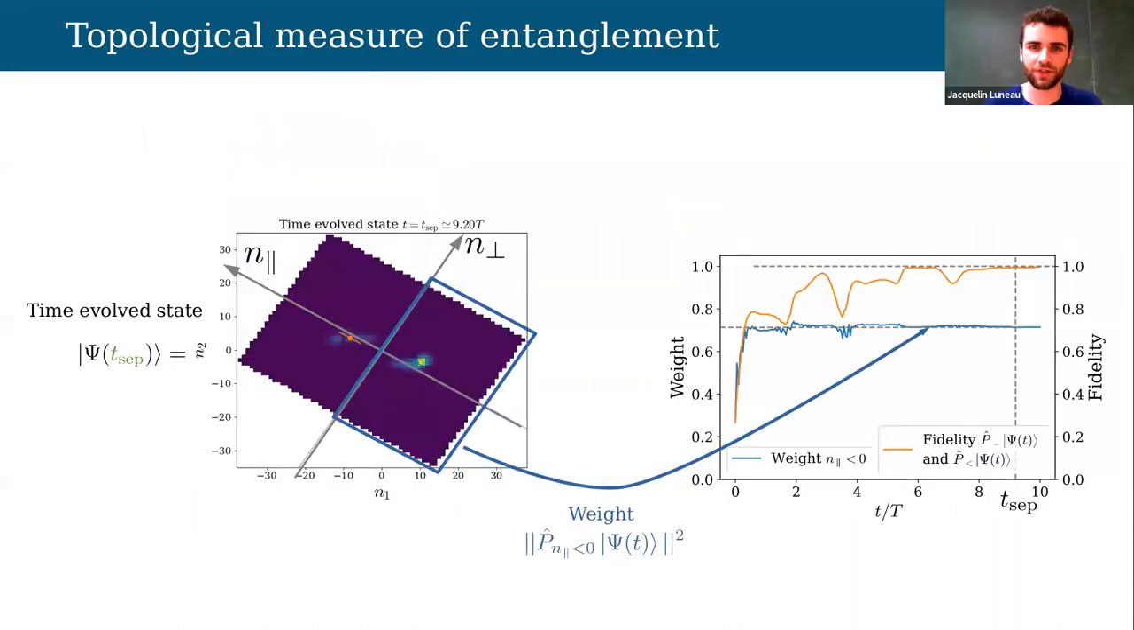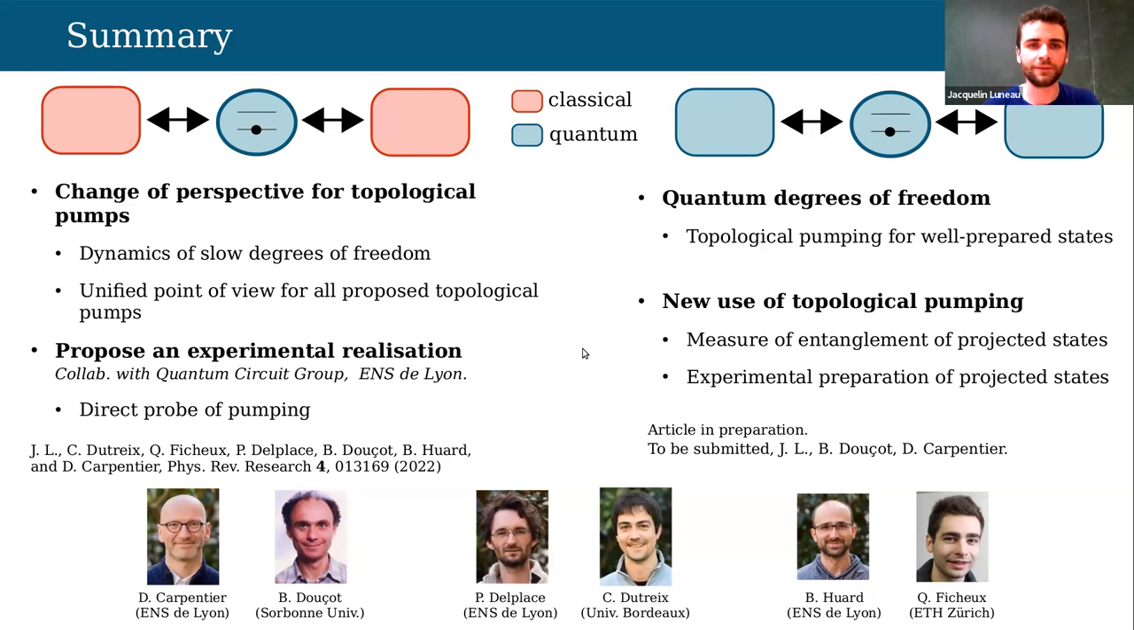Okay, so thank you very much for the question. In summary, I presented to you topological pumping in a new framework, which describes the dynamics of slow degrees of freedom coupled to a fast quantum system. And we saw that this change of perspective gives a unified point of view for the different topological pumps. We proposed an experimental realization, which is a direct probe of the pumping. And we saw that in a full quantum description, we recover a valid hybrid classical quantum description for very specific states. And we can use the topology to prepare this very specific state and to measure their entanglement.